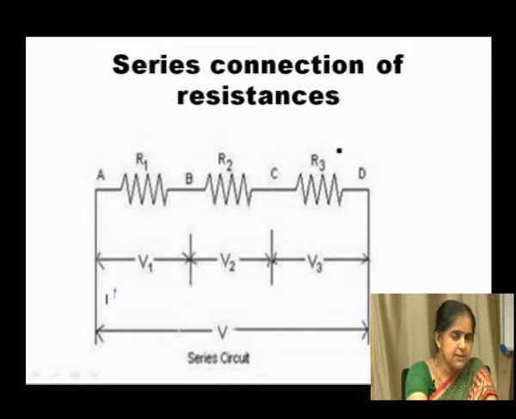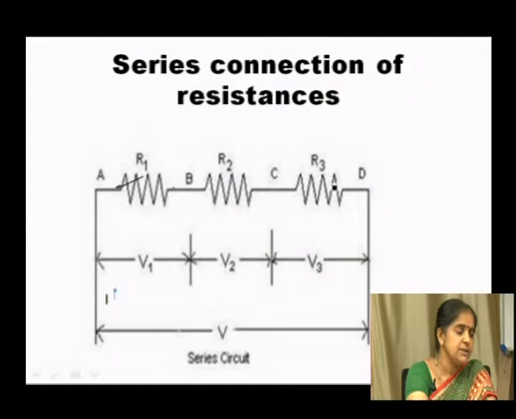And this circuit shows the series connection of resistances. What do you mean by series connection? Just look into the picture. How are they connected? Each resistance has got two ends. This is the starting end and this one is the finishing end. This is the starting end of R2 and this is the finishing end of R2, and this is the starting end of R3 and this is the finishing end of R3. So this circuit shows three different resistances which are connected in series.